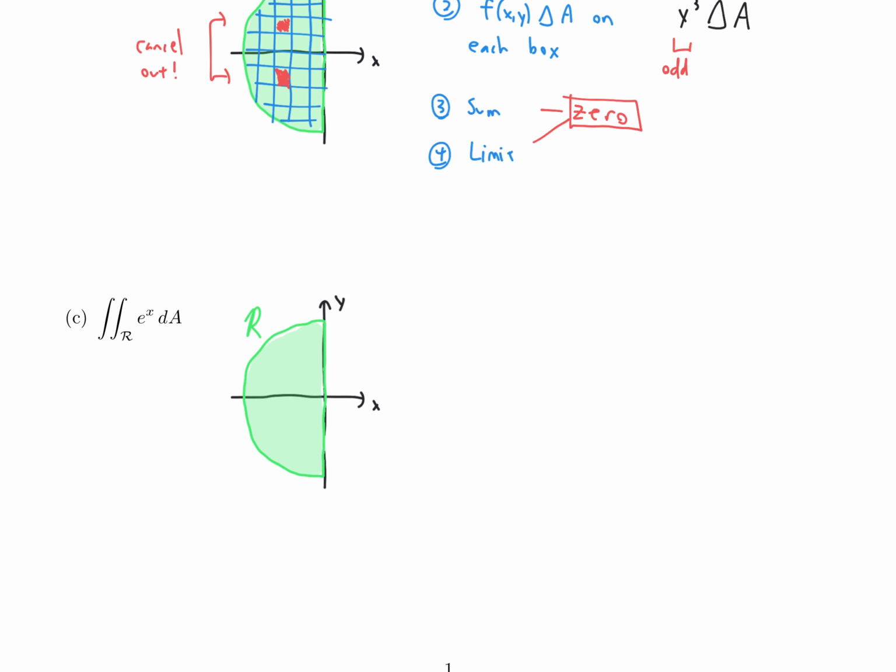I'll quickly talk through this last one, but the main thing that I want to notice here is that my function e to the x is always positive. At any point inside of R, I'm getting a positive number. And so whenever I do e to the x times delta A, that is that f of xy times delta A piece, I'm always going to be getting a positive number times the area, so still positive. And so when I sum those things up, I'm going to get a positive number, and then taking the limit, it'll still be positive.